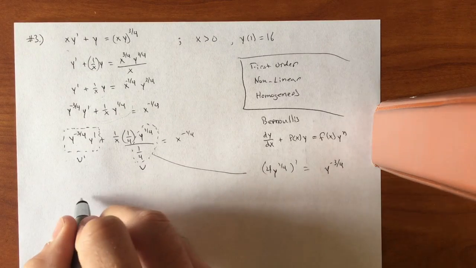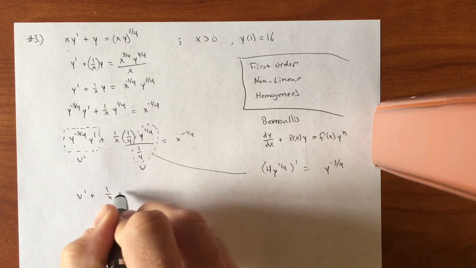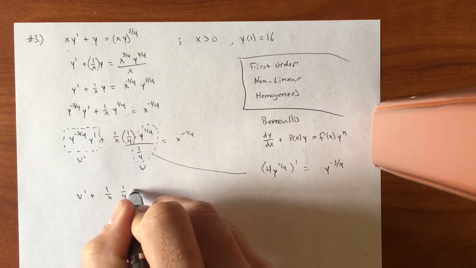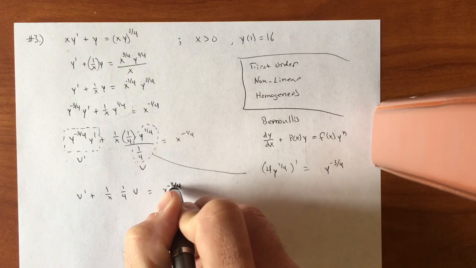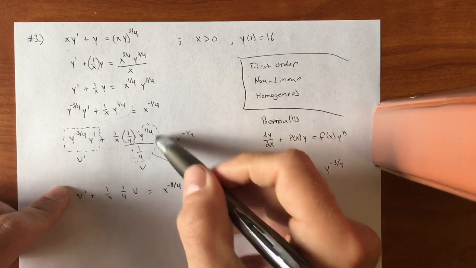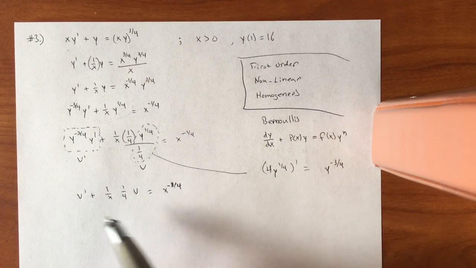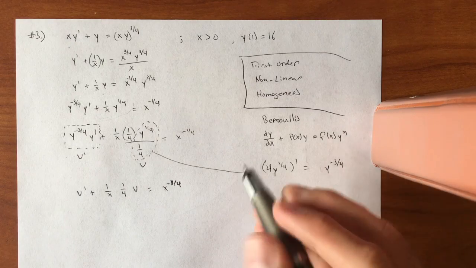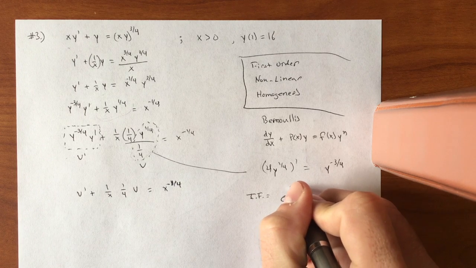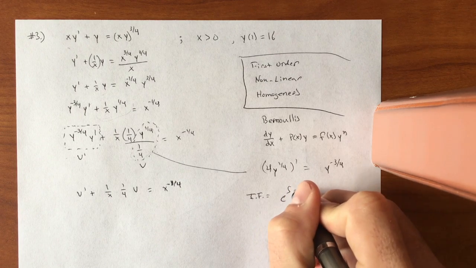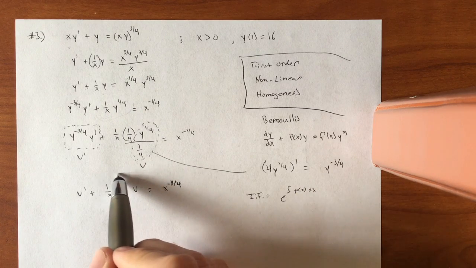Substituting the v's in, we'll rewrite our differential equation as v prime plus 1 over x times 1/4 v is equal to x to the negative 1/4. As you can see, we just substituted v in for this and v prime in for that. Now that we have it in this form, we can look for an integrating factor. We know that our integrating factor is going to be equal to e to the power of the integral of p of x dx, and we know that this is going to be our p of x.